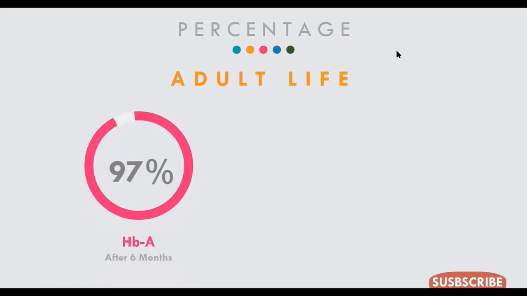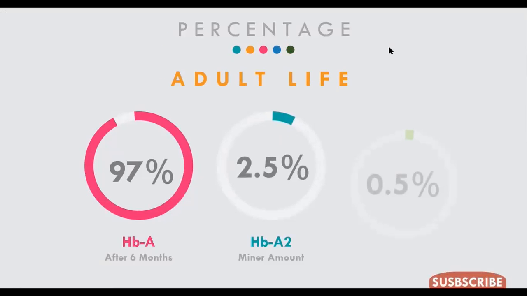After 6 months, for the rest of adult life, the composition of these hemoglobins changes. The chief hemoglobin after the age of 6 months is hemoglobin A, which is approximately 97%. Hemoglobin A stands for adult life, as in hemoglobin F, F stands for fetal life. Roughly 2.5% hemoglobin A2 is present, and some traces of hemoglobin F, about 0.5%.